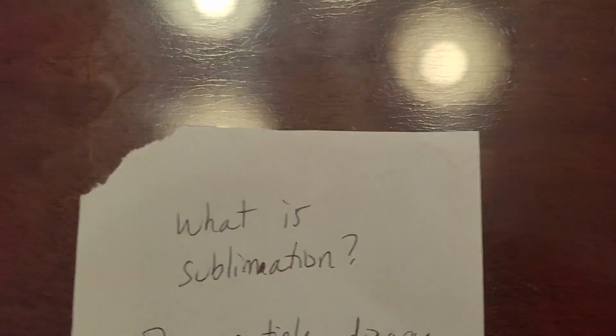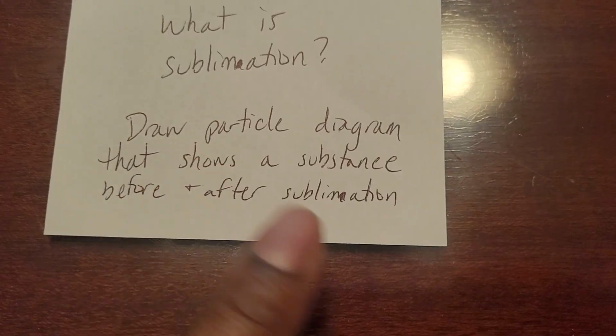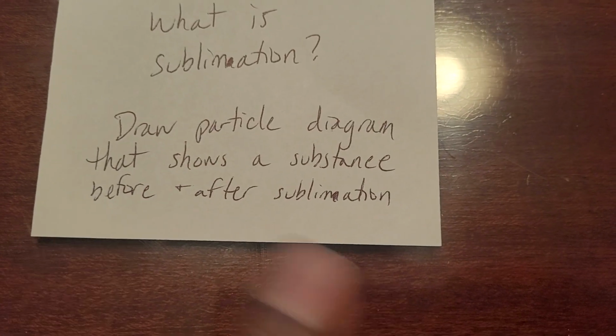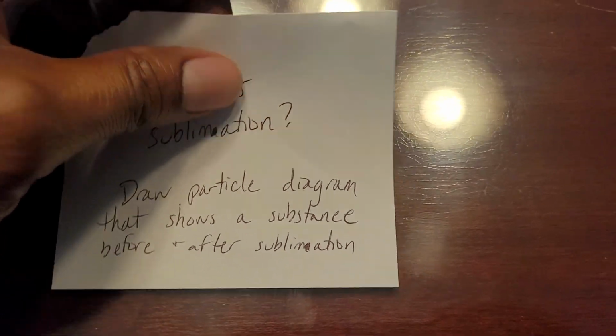Another question, what is sublimation, right? And you would put the answer on the back. Or another question, draw a particle diagram that shows a substance before and after sublimation. So that's with the little circles, right? You have to know what those particle diagrams look like for each of the phases, so you could draw that too.